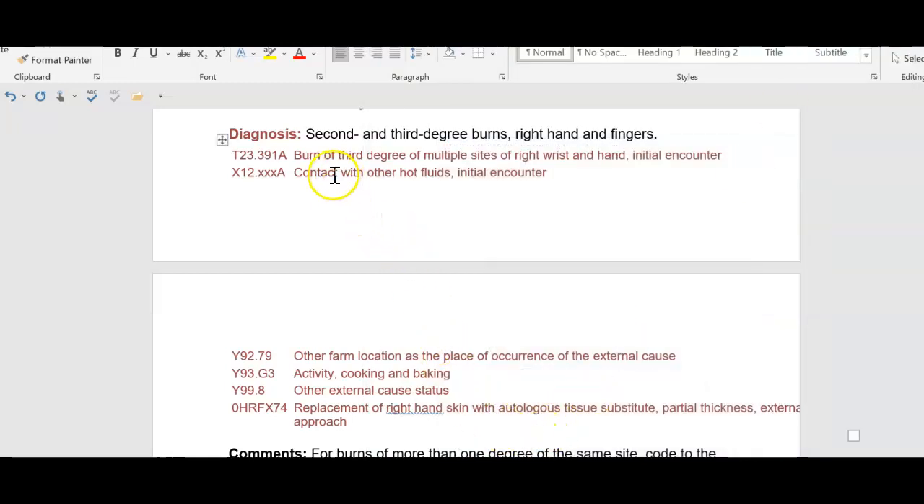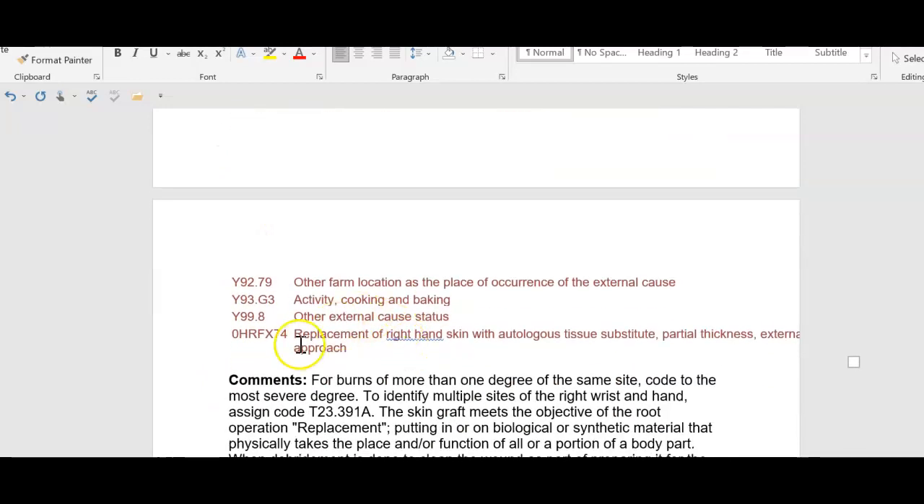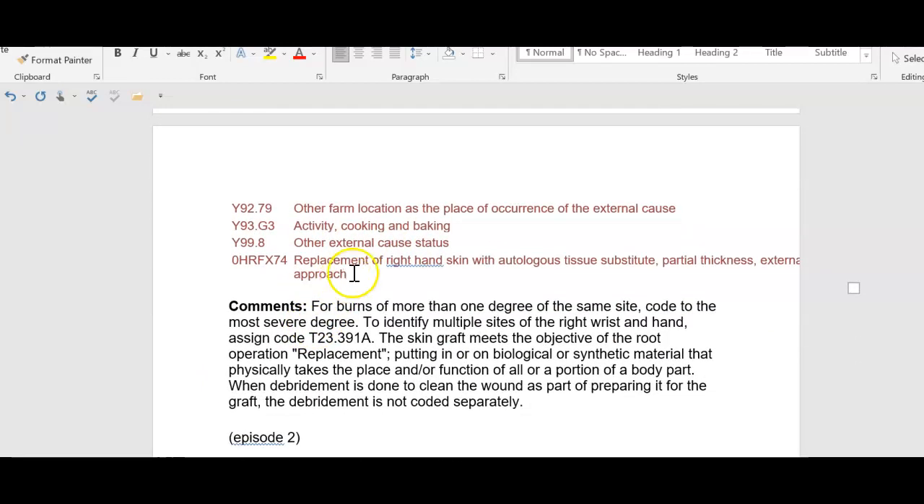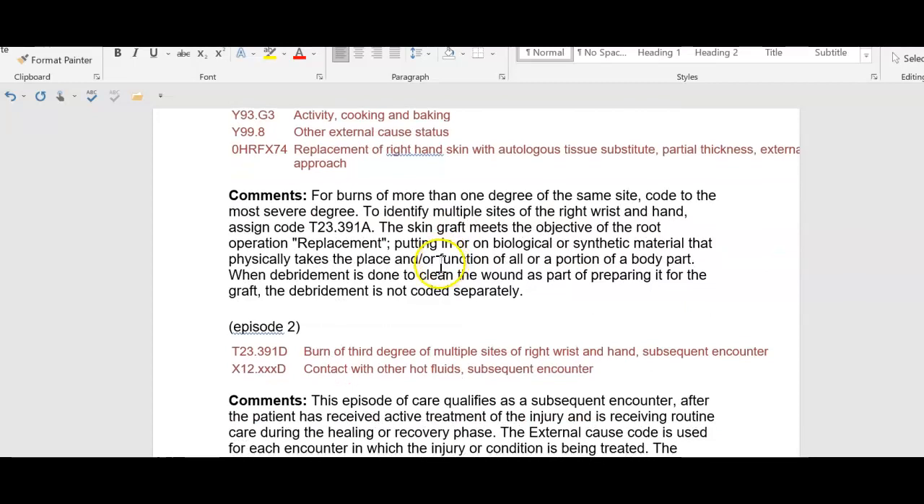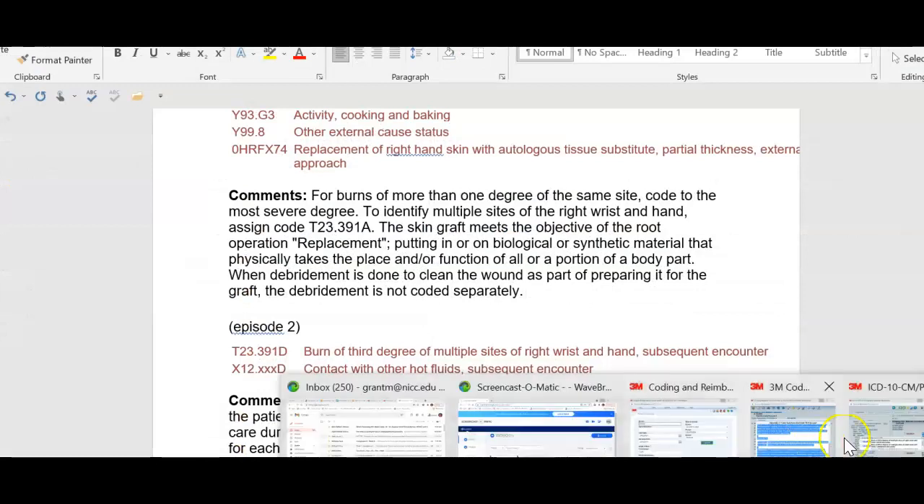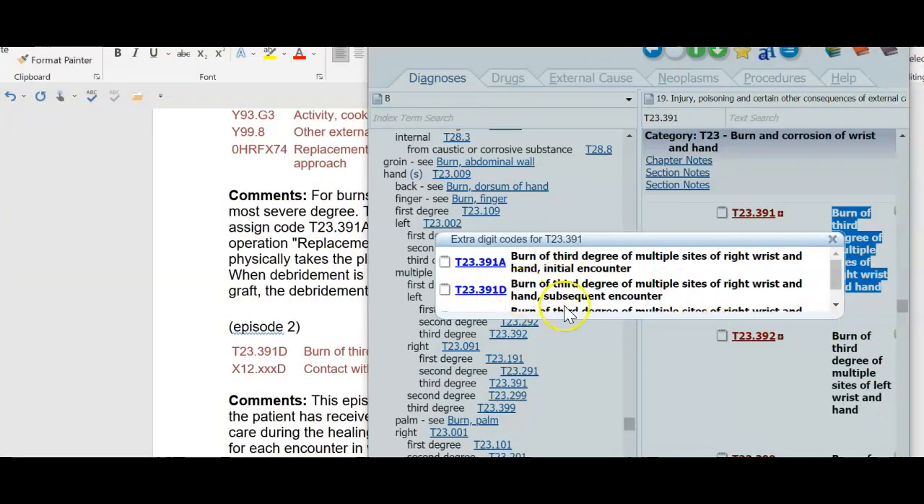All right, so then it's going to be all our external cause codes, and then it's going to be the replacement of the right hand skin. Now, one thing to remember here with episode 2, they came back in. See how our 7th character has switched? So on that note, it's going to be subsequent encounter. So that's why we switch it to a D.